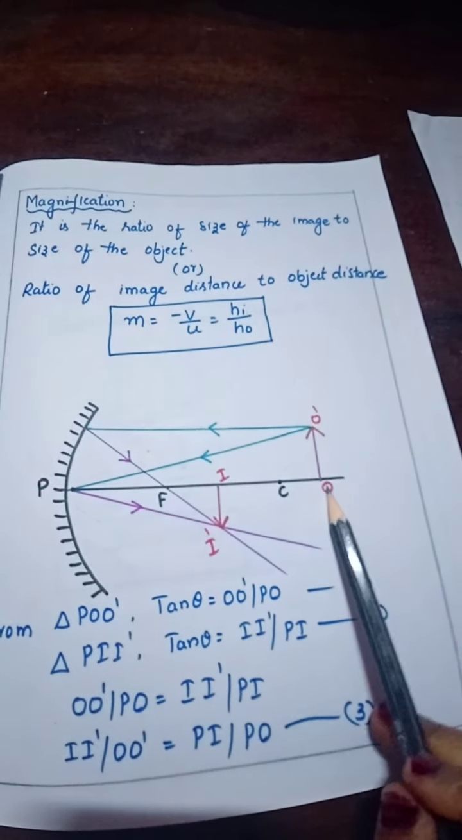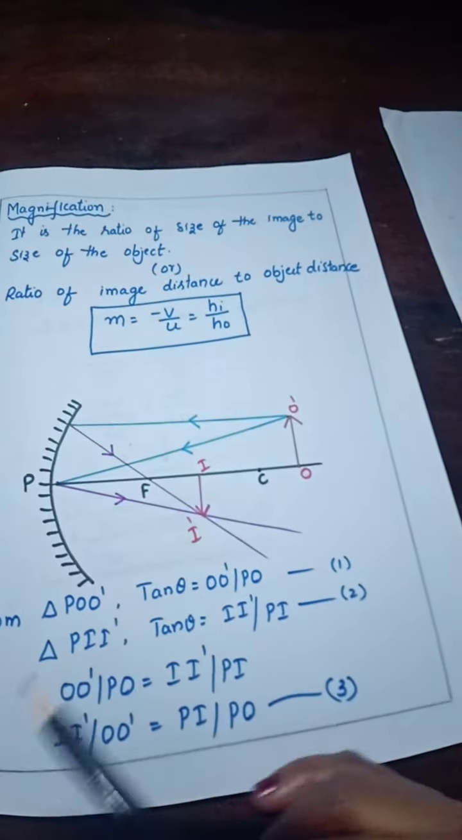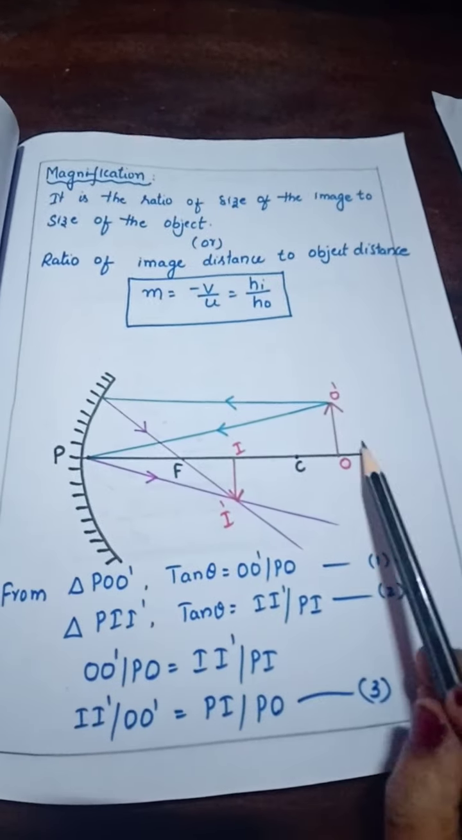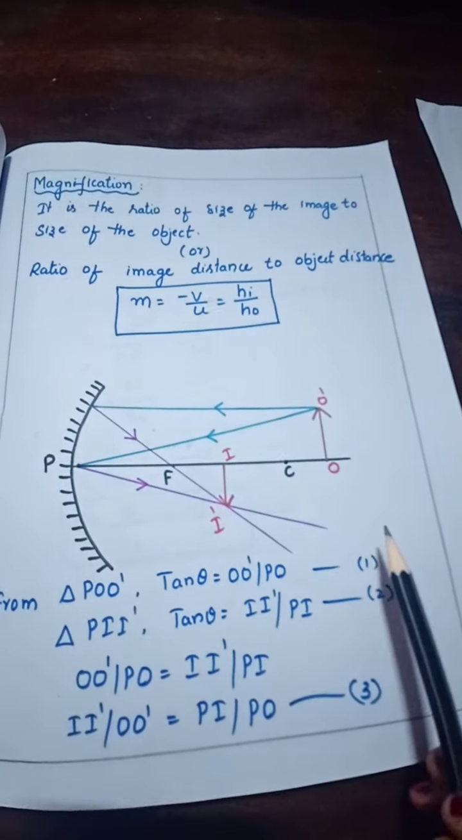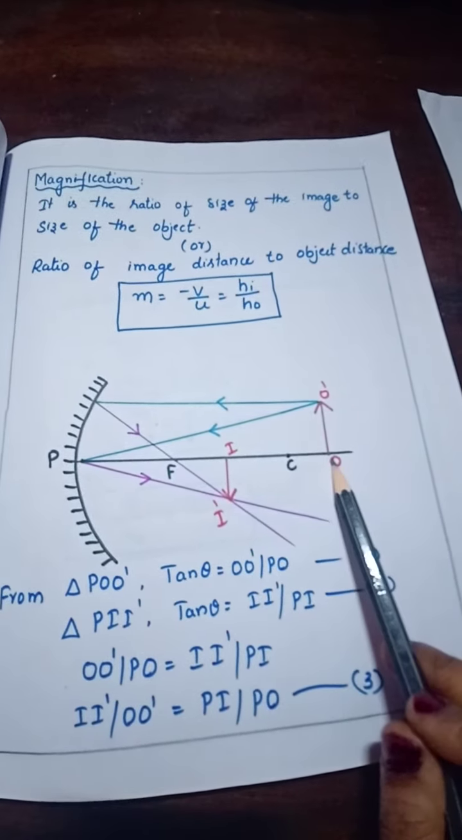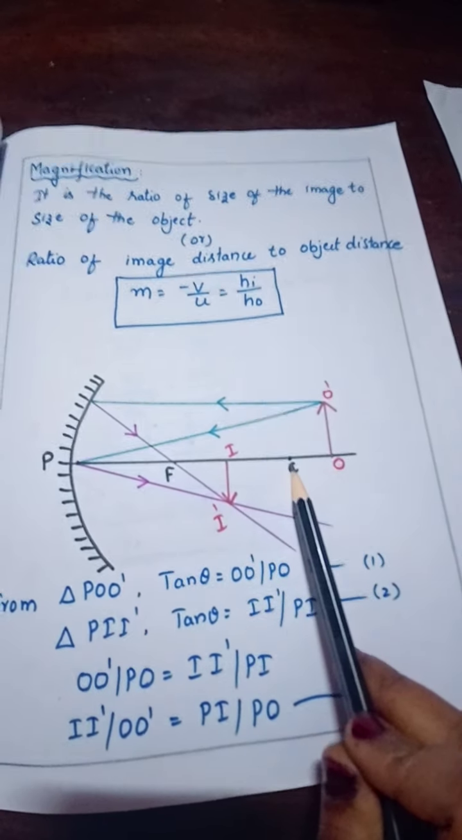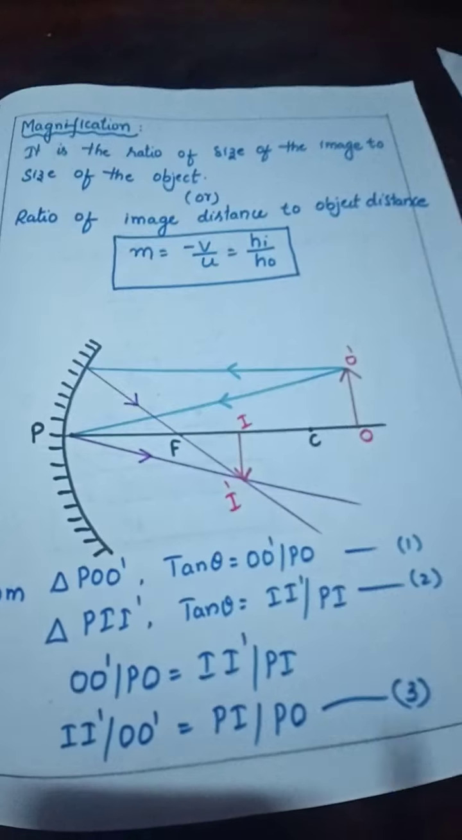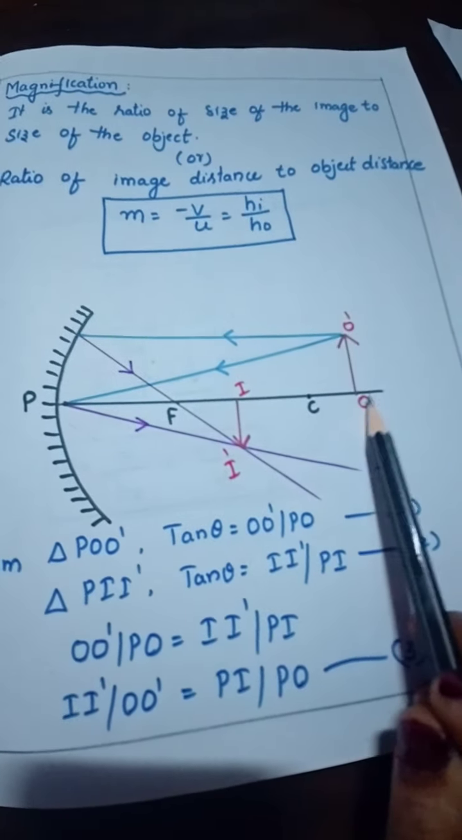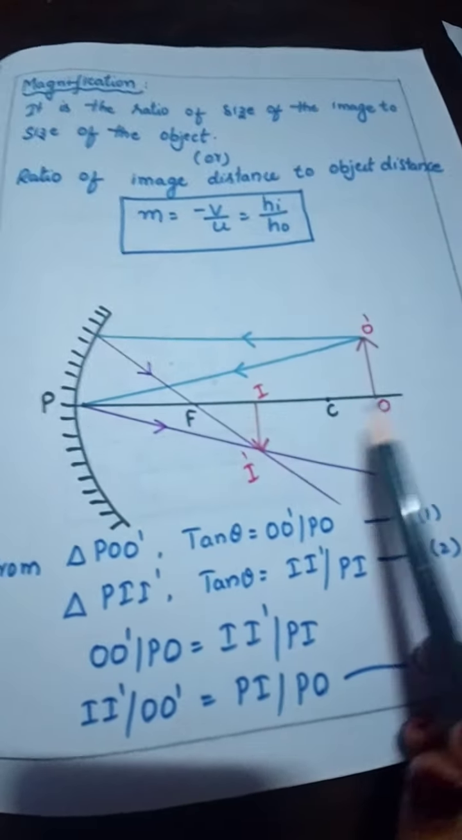This is OO dash. Till now we used the object as a candle, right? From now onwards we consider only an arrow, even while you draw ray diagrams. So OO dash is the object and C is the center of curvature. Whatever I am pointing at now, just see that only. OO dash is placed beyond the center of curvature, and this is the focus and this is the pole.